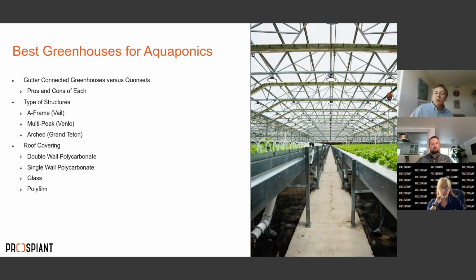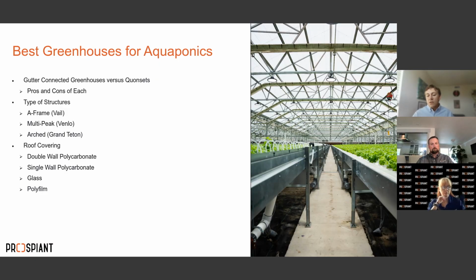with the roof covering. So what Paul mentioned before, when he was saying you can do the non-translucent polycarbonate, you could basically do that on the Vale or the multi-peak house. But when you're doing more of a Quonset style house, it's going to be harder to have that rigid roof. So it allows more flexibility when you're doing either a Vale or a Venlo style house, because you're able to do double wall polycarbonate. You can do single wall polycarbonate, glass, or polyfilm on most of those. Whereas when you're doing the Quonset style house, you can sometimes do the double wall polycarbonate, but it's almost always going to be polyfilm. So you don't have that rigid roof.